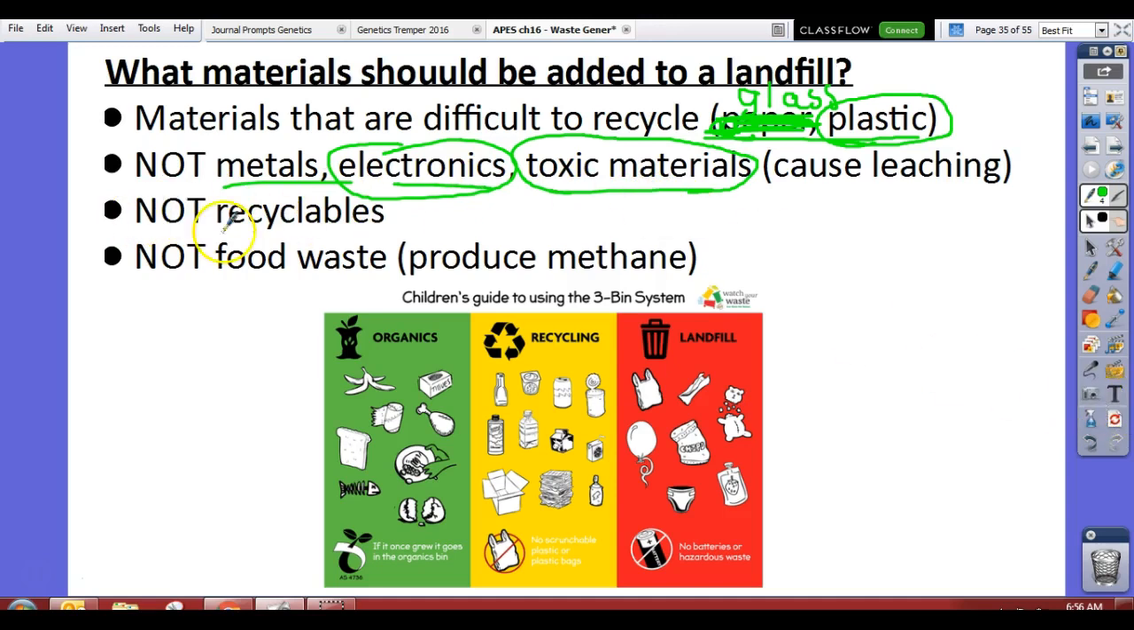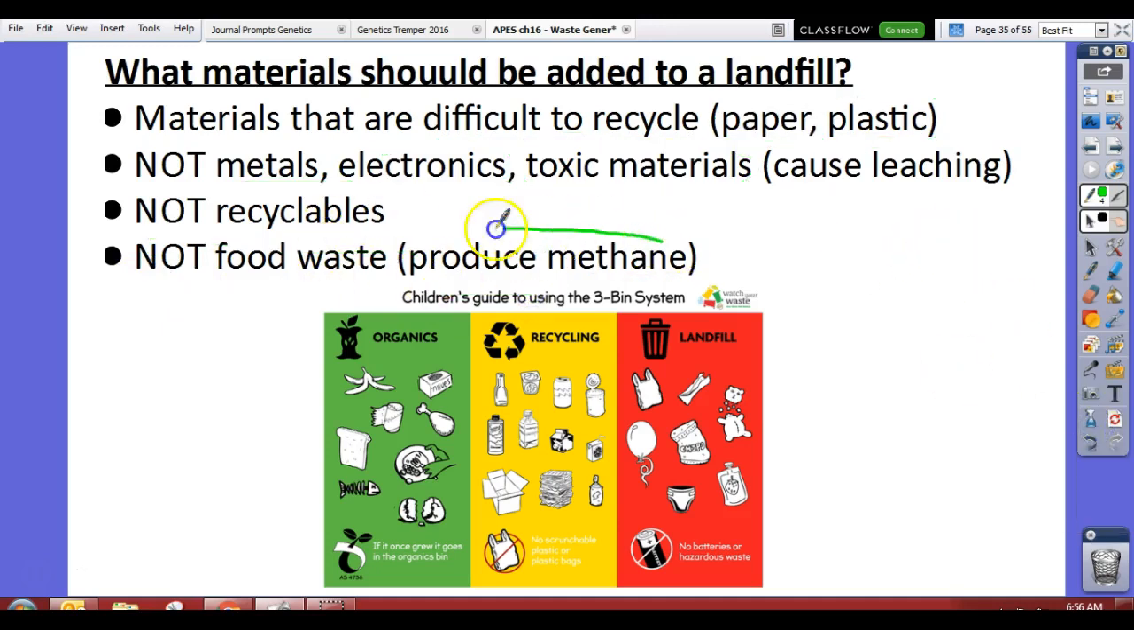We don't want to put recyclables in the landfill. We don't want to put food waste. And food waste is one of the big producers of methane, right? That greenhouse gas, because it's going to try to decompose.